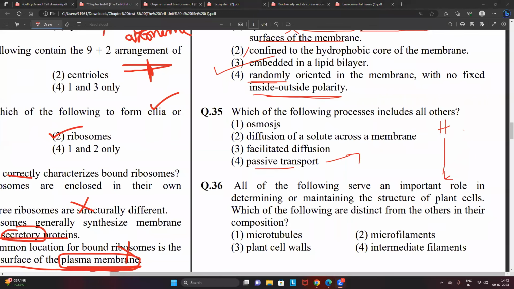So what is the point you have to understand? Osmosis is talking about water molecules. Diffusion of solute across a membrane. Right. This is also direct only since they are talking about diffusion. In simple words, in the passive transport: diffusion, facilitated diffusion, osmosis. Anywhere we don't use any kind of ATP molecule. All are from high concentration to low concentration.